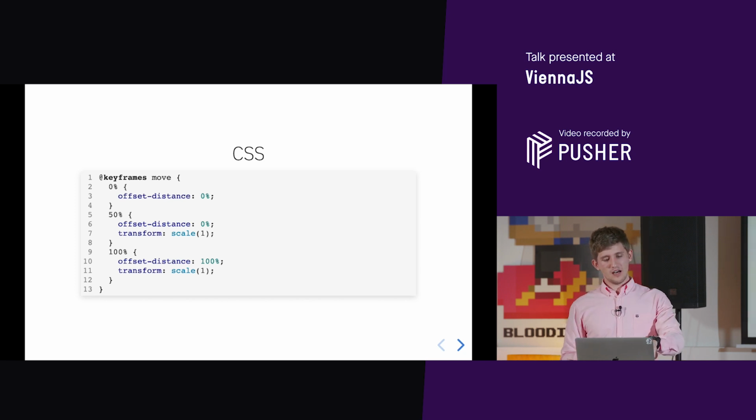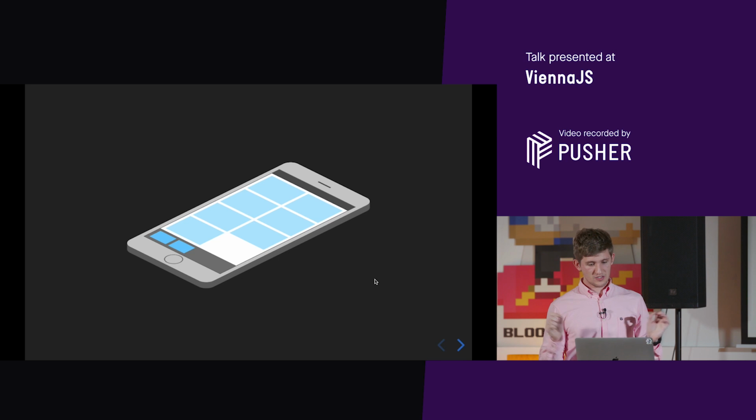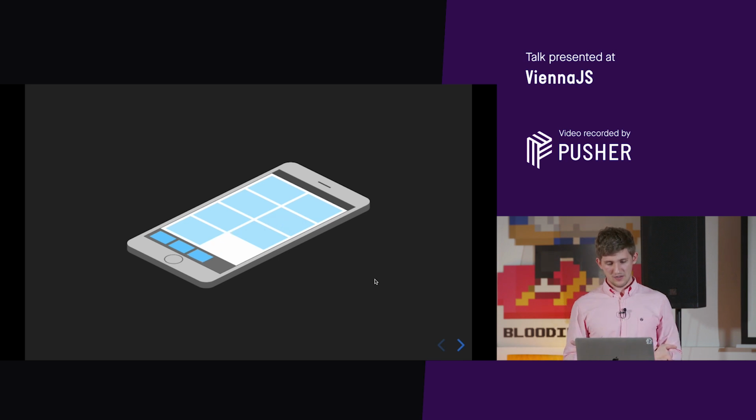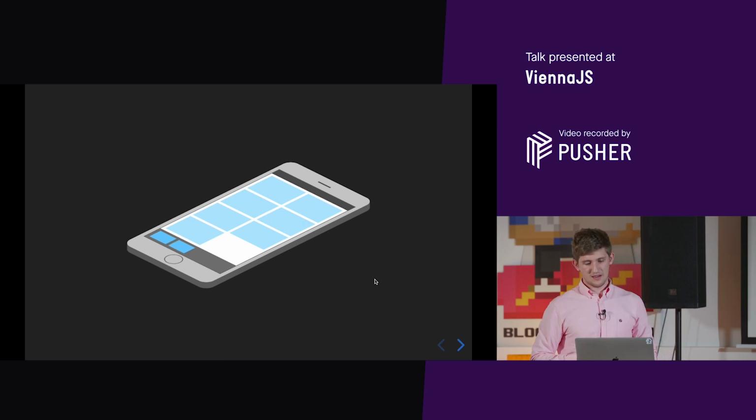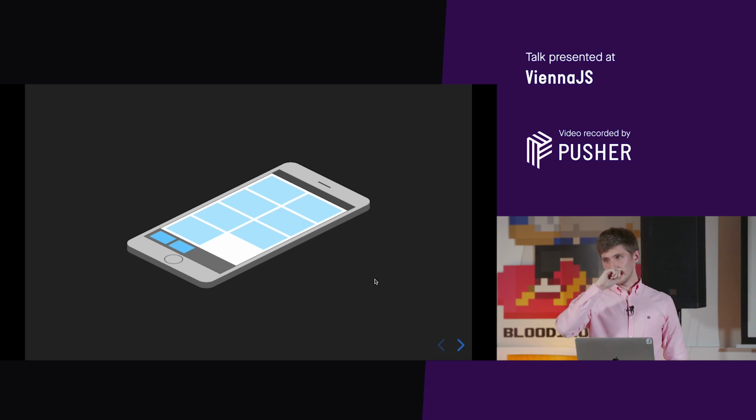And then for the 100%, go from 0 offset distance to 100% offset distance. So what that's going to give us is basically this kind of animation where we have things falling down, and that's again calculated dynamically based on available space in the bottom panel. However, this solution has a problem.